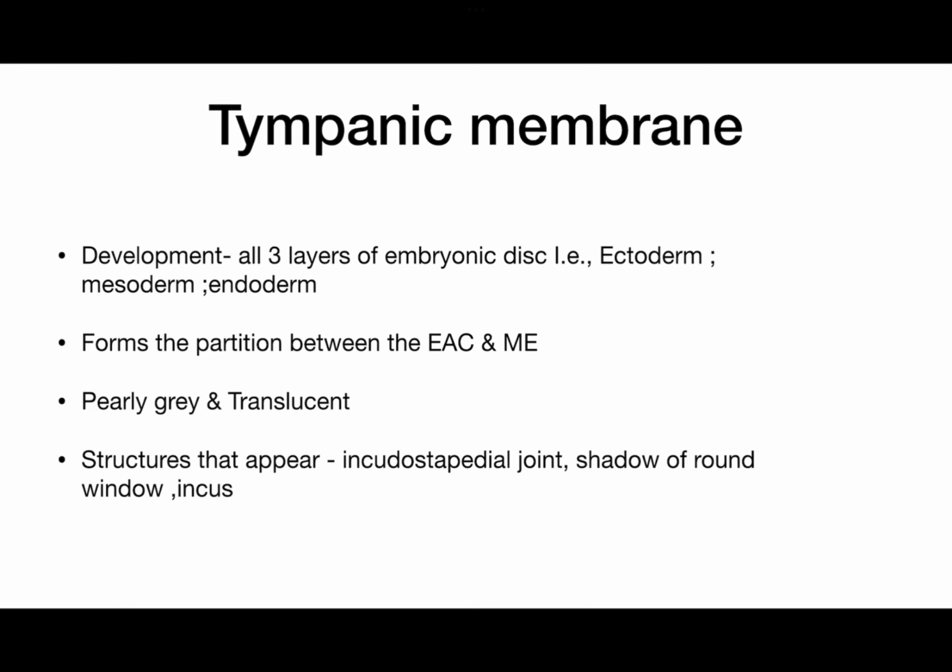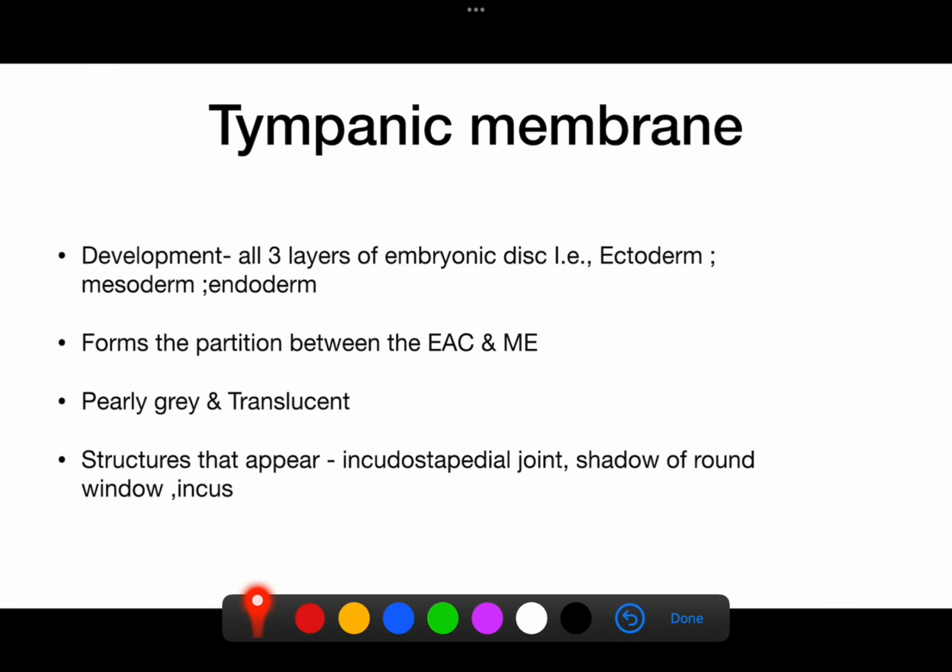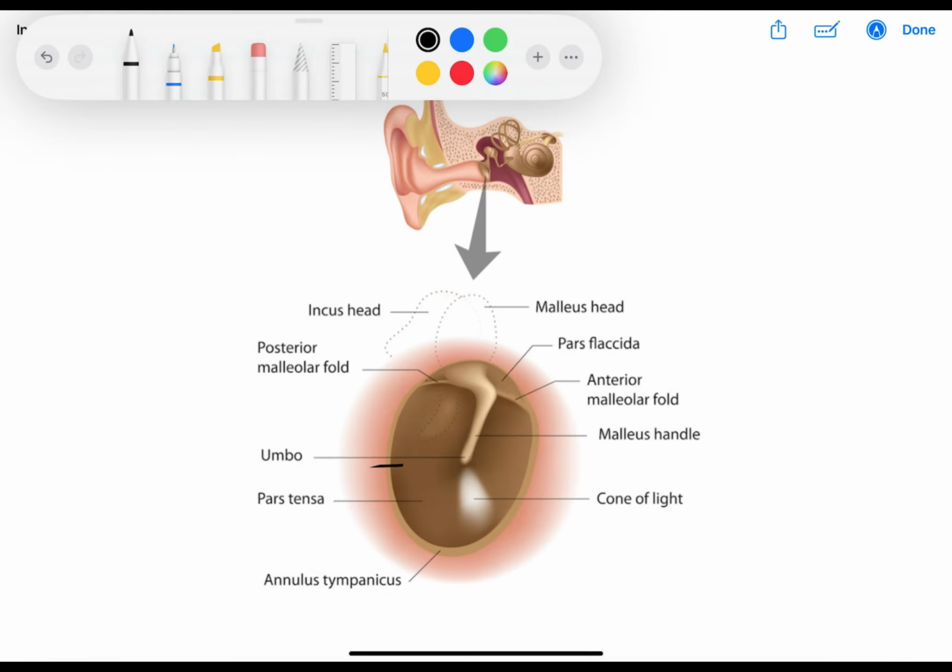Yes, the tympanic membrane. You all know the development. It is developed from the three layers of the embryonic disc, that is ectoderm, mesoderm, and endoderm. It forms the partition between the external auditory canal and the middle ear, as you see. Yes, this is the tympanic membrane, and here are the external auditory canal and the middle ear. It is separating them, right?